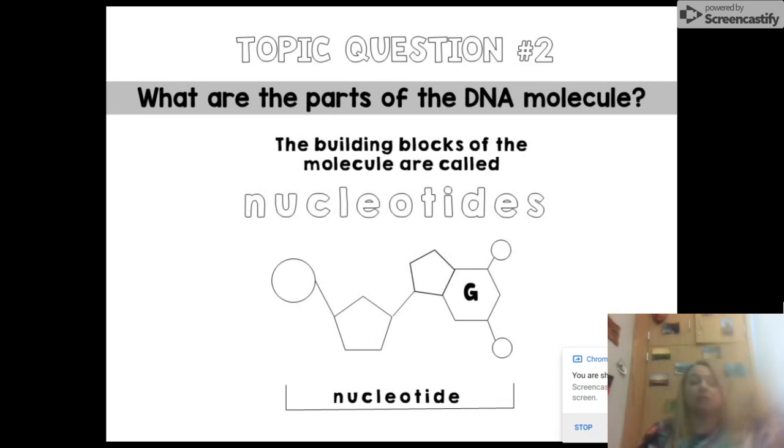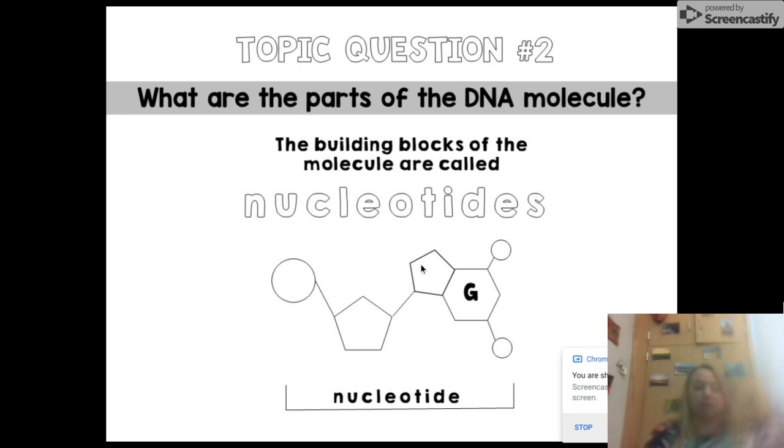So what are the parts of the DNA molecule? The building blocks of the molecule are called nucleotides. And here we have a diagram of a nucleotide. You guys have already done some work with looking at the structure of a nucleotide. Up here in the left-hand corner, you've got your phosphate group, which is the thing that attaches to a sugar. Here you've got your little house-shaped deoxyribose sugar. And over here to the right, you're going to have your nitrogenous base.